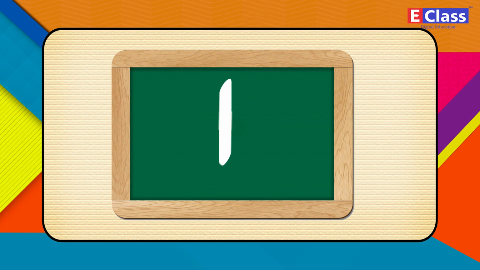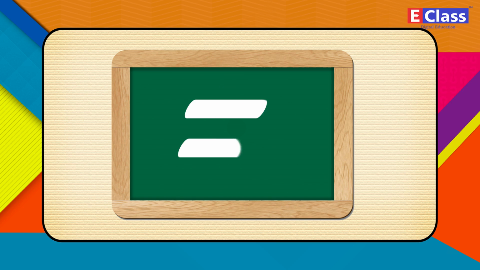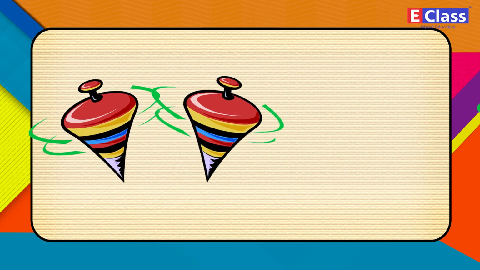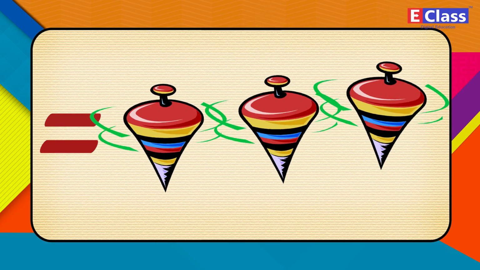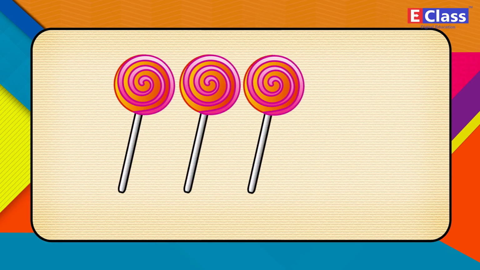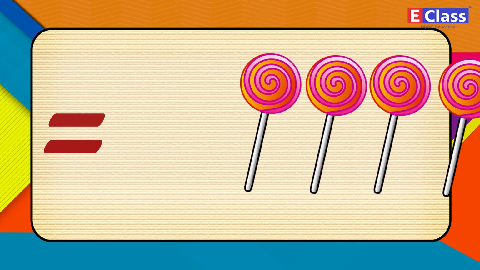This sign is used. It is read as plus. Equality. It is read as is equal to. 2 plus 1 is equal to 3. 3 plus 2 is equal to 5.